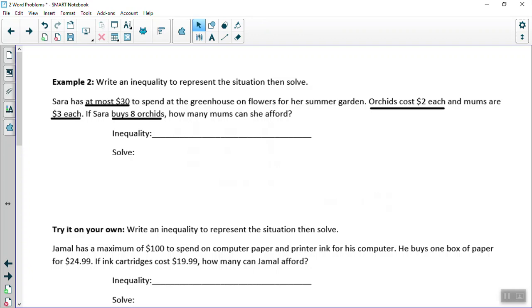She has at most $30. She's got $30 in her pocket. She can't spend more than that. So let's write our inequality. 2 times 8, plus 3 times m, the number of mums that she can buy, is at most, which means she cannot spend more. She has to be able to spend less than or equal to that $30.